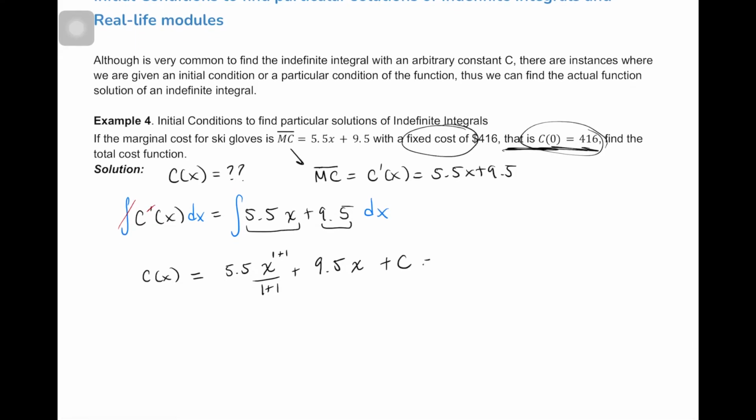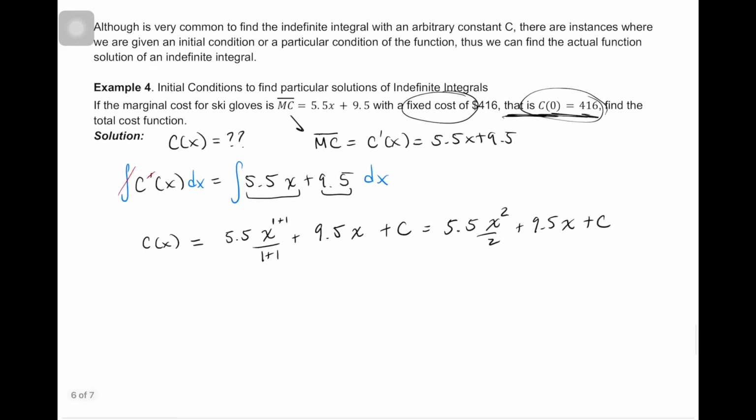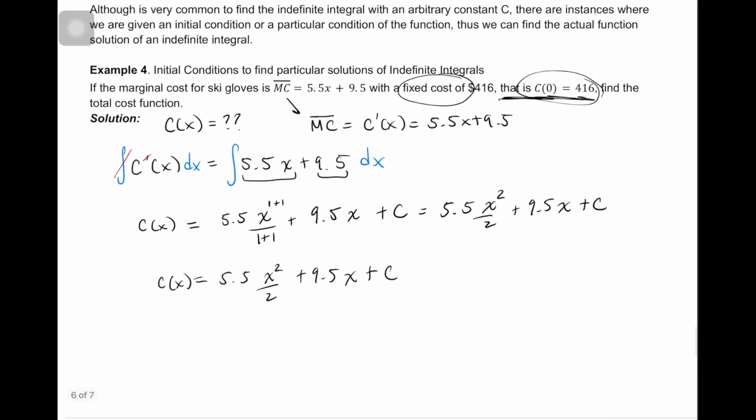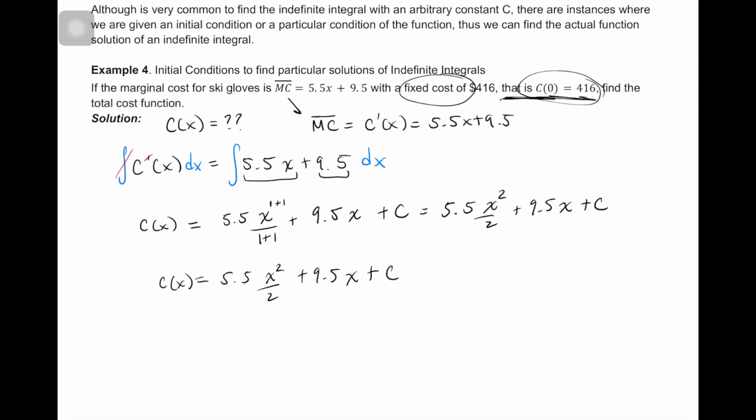So there you go. We have found that the total cost function is 5.5 times x squared over 2 plus 9.5x plus c. Let's rewrite it here so we can see what we have. This is the cost function, but we still don't know exactly what the cost function is because we don't know what c is, and this could be anything. But they actually give us that information here.